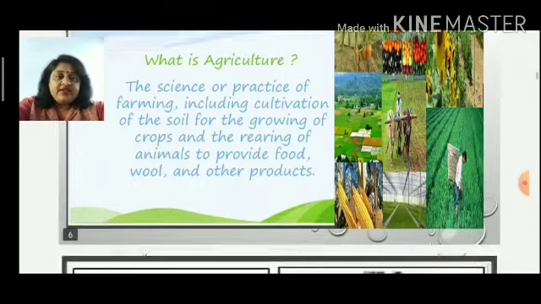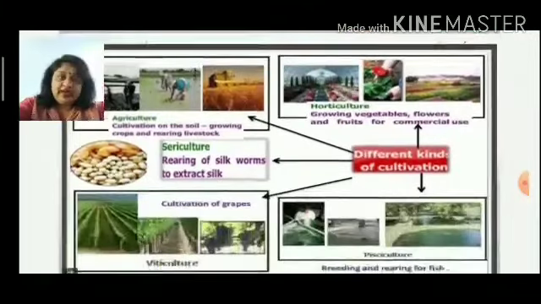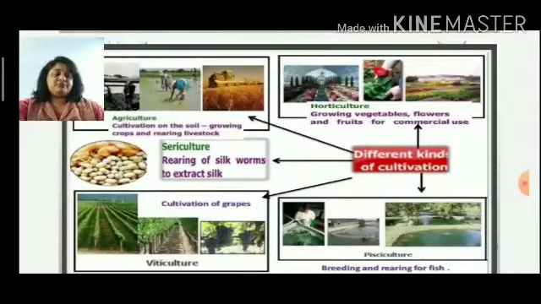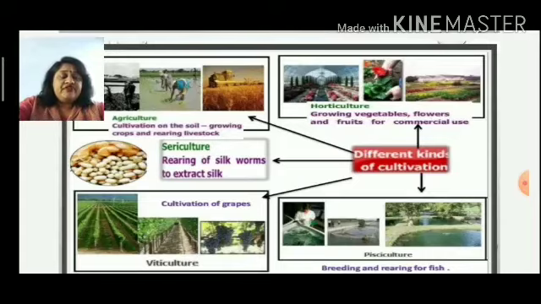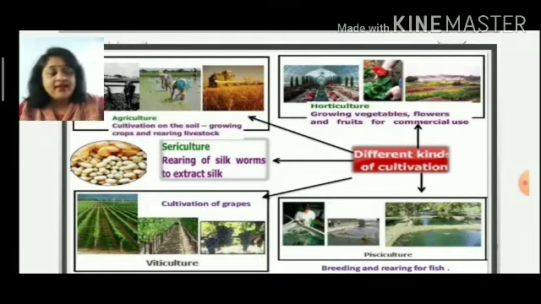Now moving further, we will study what is farming system and which types of farming are being done. So there are different types of cultures we are having, different cultivations we are having, that is agriculture, sericulture, pisciculture, viticulture and horticulture. The very first one, that is agriculture, the science and the art of cultivation on the soil, raising crops and rearing livestock, it is called farming.